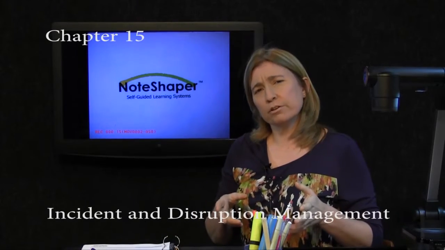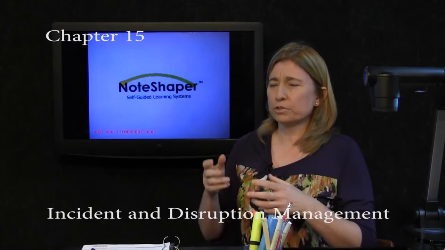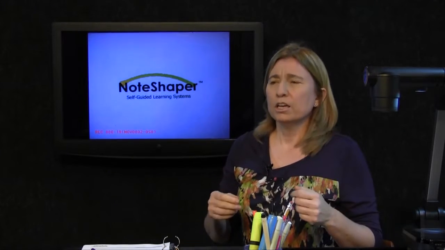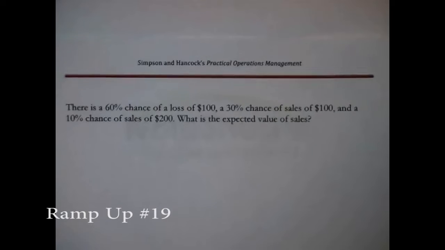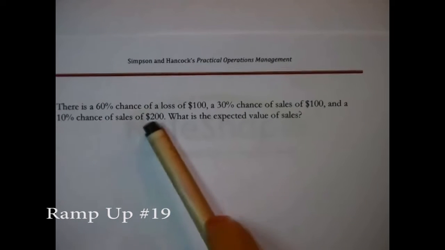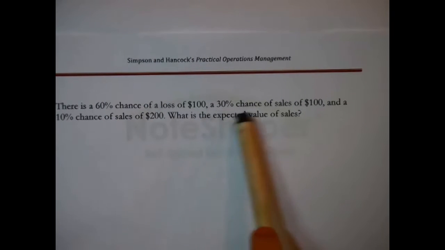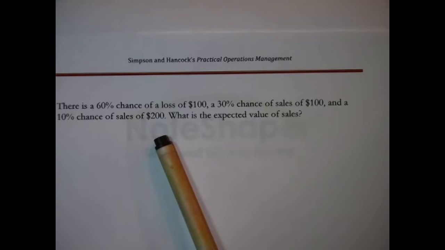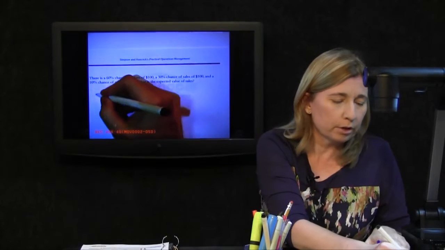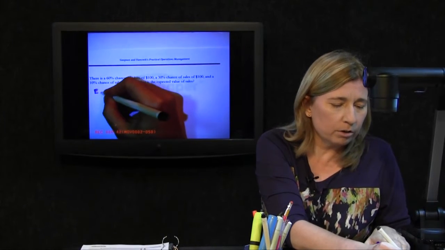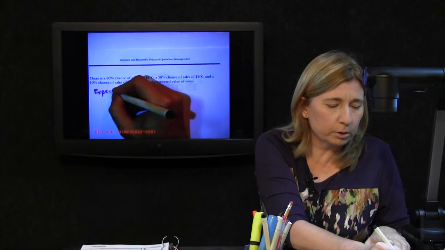In decision theory, expected value of some future situation is essentially a weighted average of everything that could possibly happen then. You can see that even in this short little problem. There's a 60% chance of a loss of $100, a 30% chance of sales of $100, and a 10% chance of sales of $200. What is the expected value of sales? Now, we can back out and treat this formally.